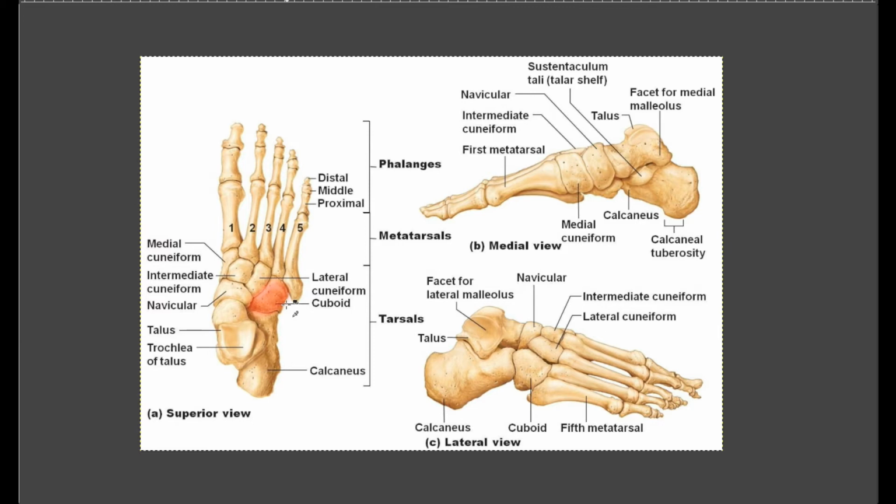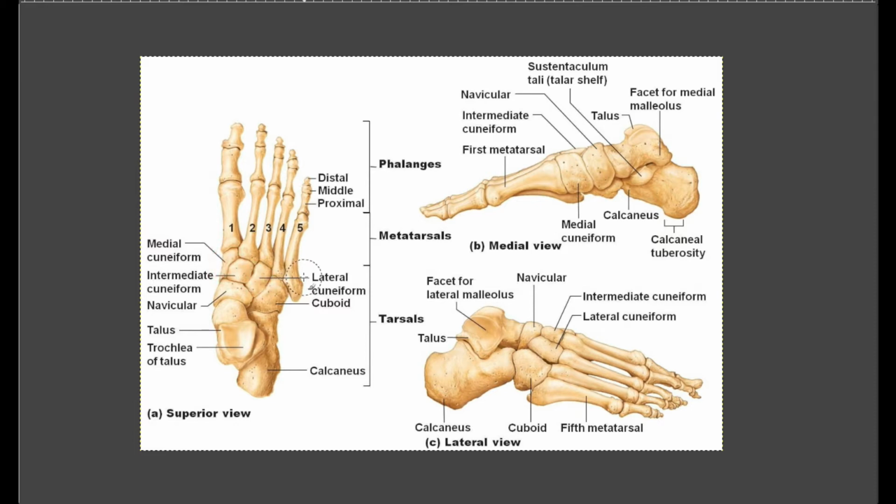And then of course we have the cuneiforms. We have three cuneiforms that accompany the cuboid to make up the rest of the tarsal bones. We have three of them: a lateral, a medial, and an intermediate. I think of them as small, cute little bones in the foot: cuneiforms, cutiforms. Cuneiforms are tarsal bones of the foot.